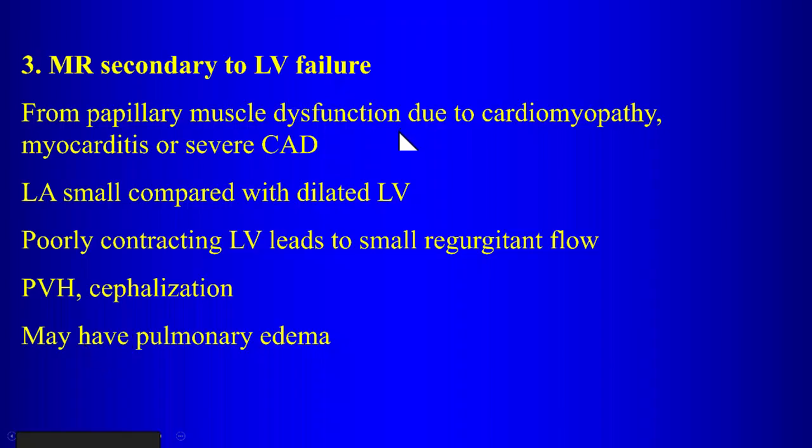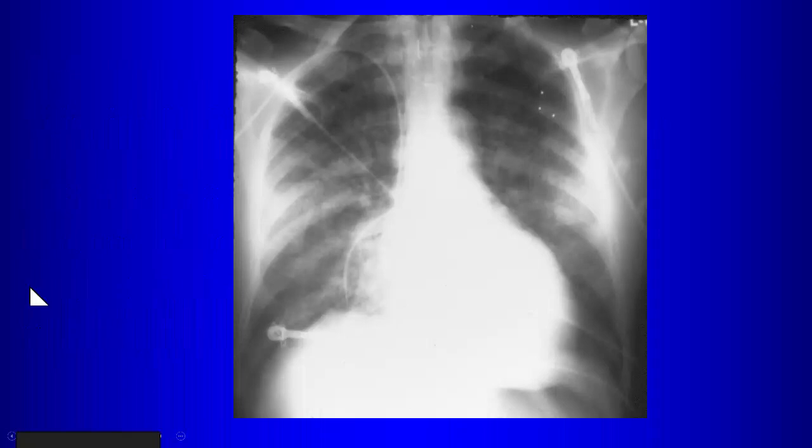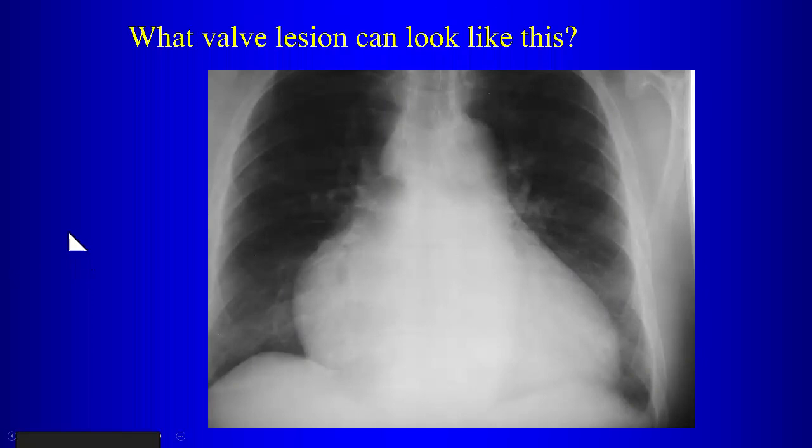And then when we have left ventricular failure, here you can have papillary muscle dysfunction. Left atrium does not quite get as big because that regurgitant volume is not as much because the left ventricular function is impaired. But you will see pulmonary venous hypertension, cephalization. You may get pulmonary edema because of the left ventricular failure. So some enlargement of the left ventricle, some pulmonary edema, but the left atrium is not quite as big as it gets with chronic mitral regurgitation with a well-functioning left ventricle.